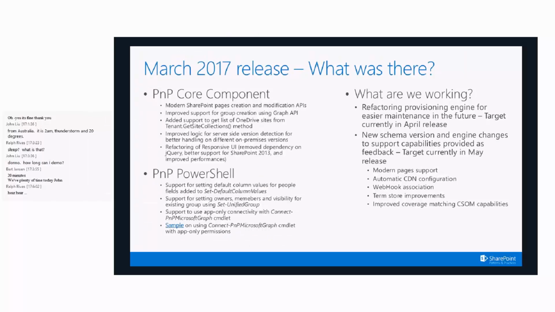After that, we can concentrate on introducing a new version of the PnP provisioning schema. We have got quite a lot of feedback in GitHub around what should be added, for example modern pages support, automatic CDN configuration for libraries, which would be really cool, webhook association automatically to the lists which are getting provisioned, term store improvements, and also improved coverage and matching of the CSOM capabilities. The PnP provisioning engine always uses the available REST and CSOM APIs, so whatever we provide from a template perspective, the matching capability has to be available and exposed from the API, otherwise we can't make that happen, which is understandable.